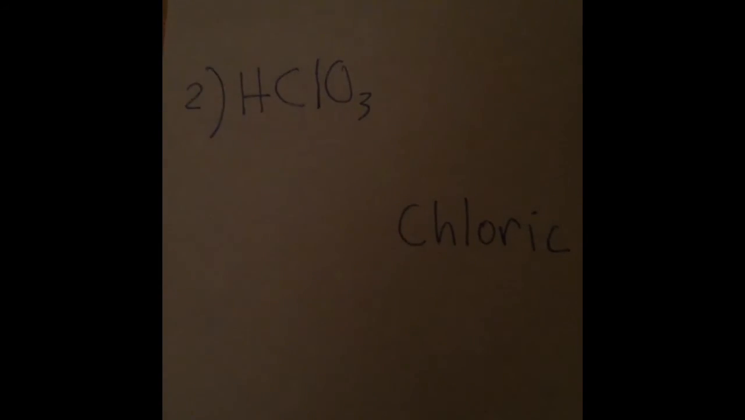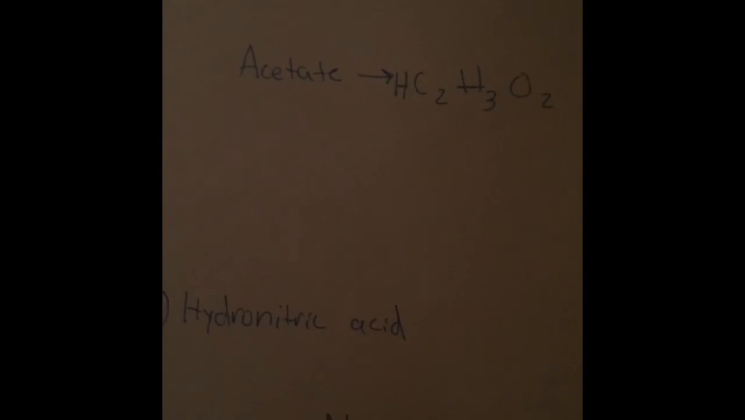So our final answers: you have H2SO3, and that will turn into sulfurous acid. And then you have HClO3, which will turn into chloric acid. When we move down, going from the name to the formula, we have acetate, which will go to HC2H3O2, and hydronitric acid, which will go to H3N. Thank you.